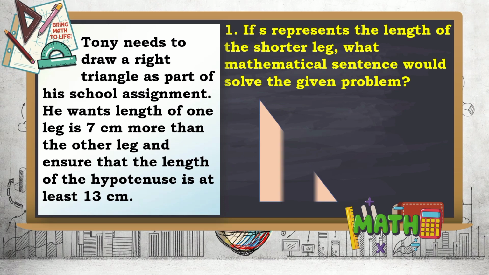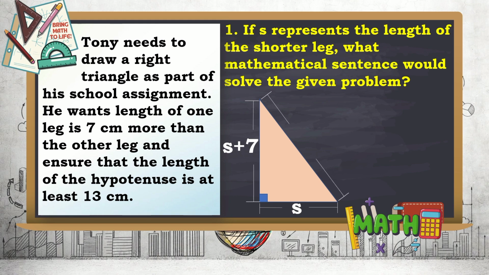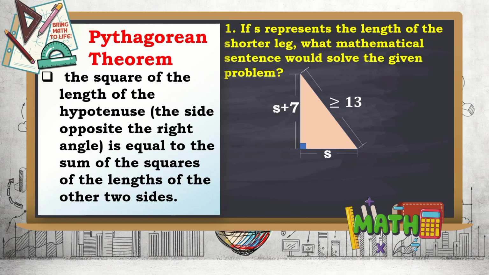Let's answer number 1. Let's represent the problem in a figure. Draw a right triangle where the measure of this side is S and the measure of this side is S plus 7, and the measure of the hypotenuse is at least 13 centimeters. So, the mathematical sentence is S squared plus the quantity S plus 7 squared is greater than or equal to 13 squared, applying the Pythagorean theorem.